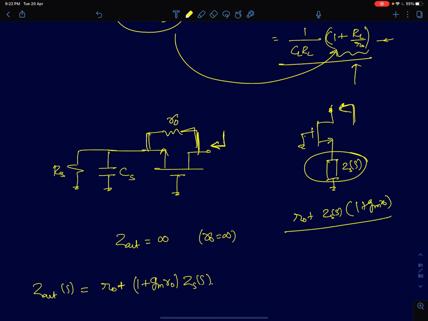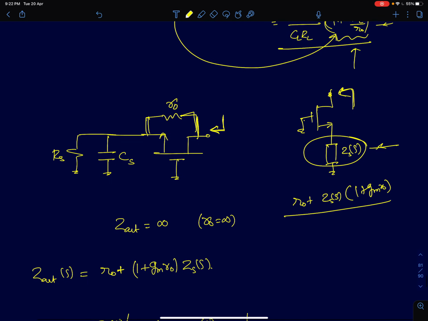simply given by R naught plus this impedance Zs of S multiplied by 1 plus GM R naught. The opposite happens in the case of output impedance. If you saw the previous case, the input impedance was getting, the load impedance was getting divided by 1 plus GM R naught. Here it's getting multiplied by 1 plus GM R naught. So output impedance will be R naught plus Zs of S into 1 plus GM R naught.